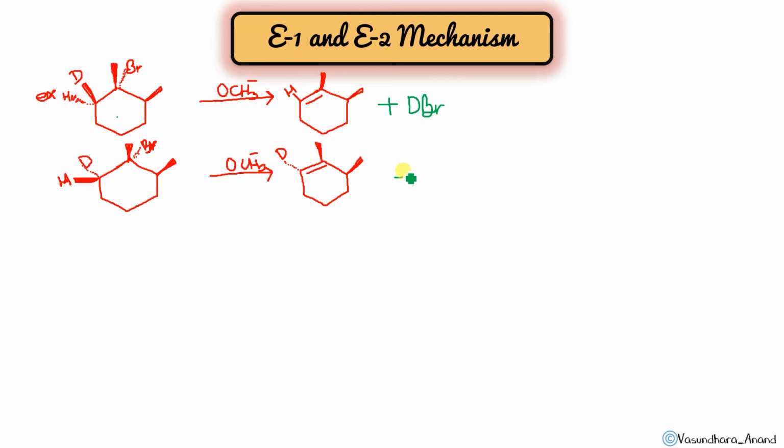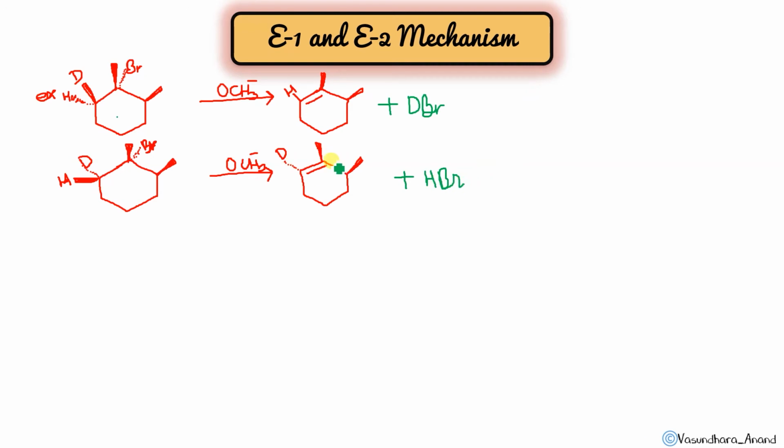So what observation can you conclude from here? Can you think of it? See, in this case D was above the plane, Br was below the plane, and in this case D was above the plane. So in this reaction D came out, isn't it? In this case H was above the plane, so HBr came out.